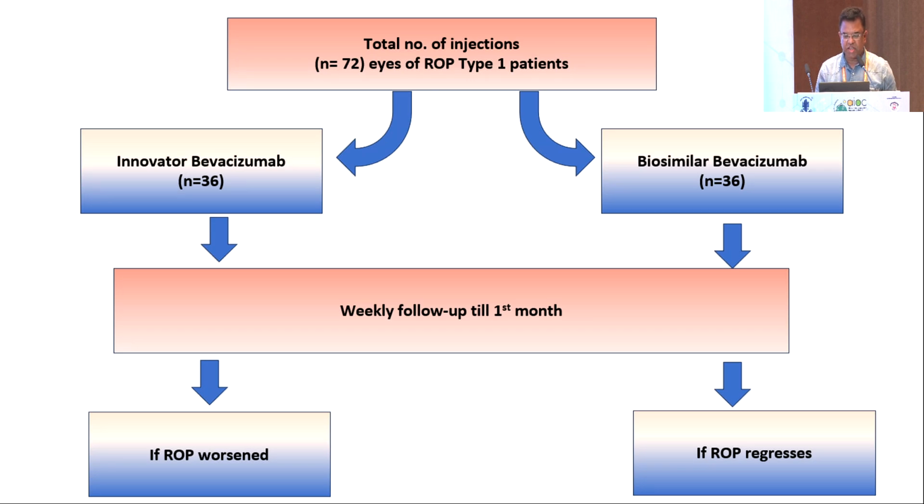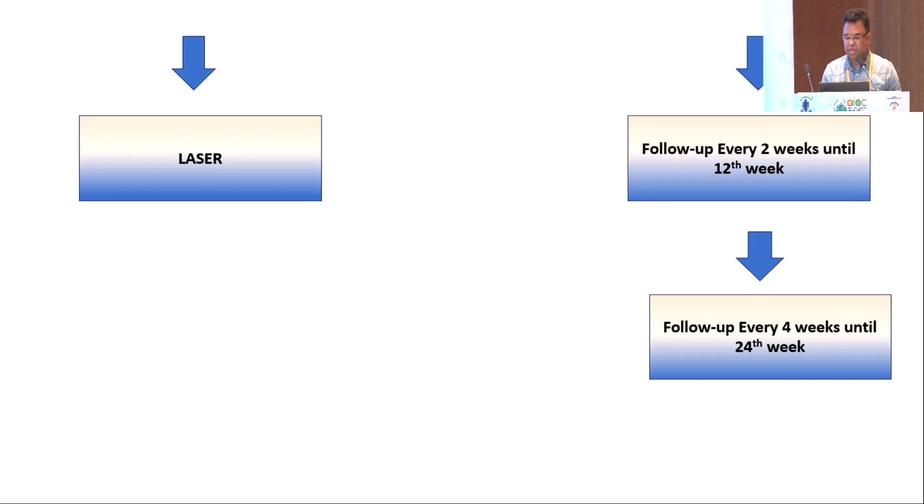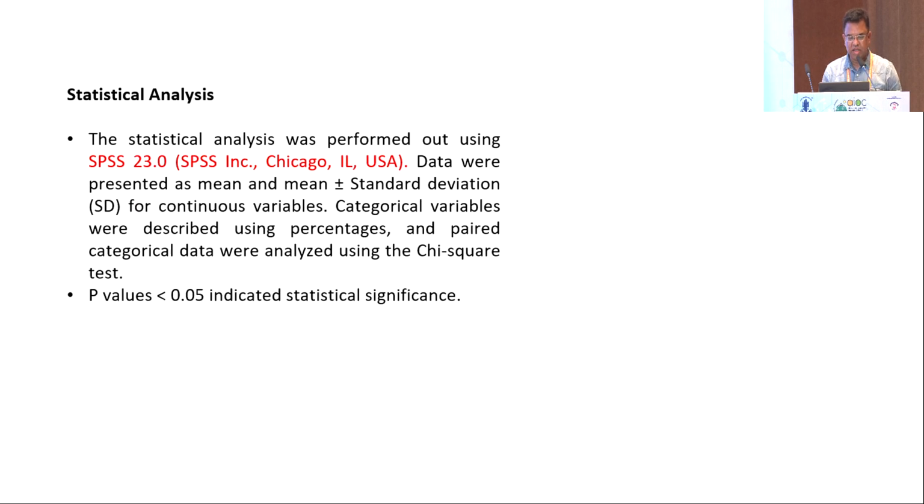So a total of 72 eyes were chosen for this study. 36 eyes received innovator bevacizumab, and the rest 36 eyes received the biosimilar bevacizumab. Weekly follow-up was done. If the ROP worsened, we moved to laser treatment, and if the ROP regressed, we kept the patient on follow-up until the 24th week. Statistical analysis was done by using SPSS 23.